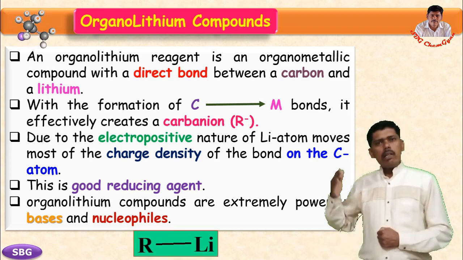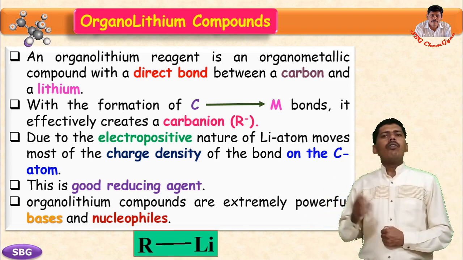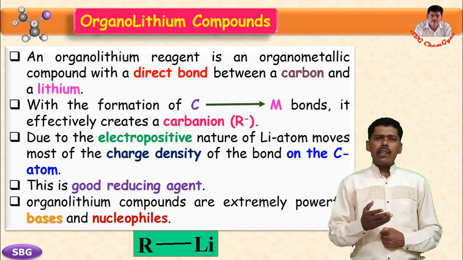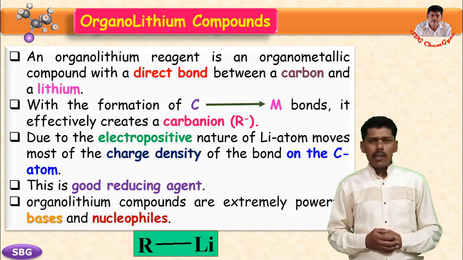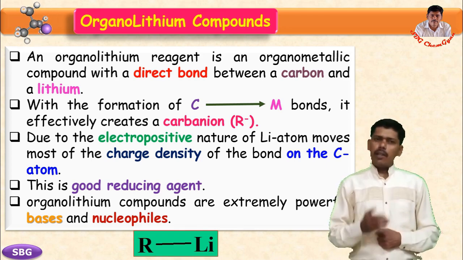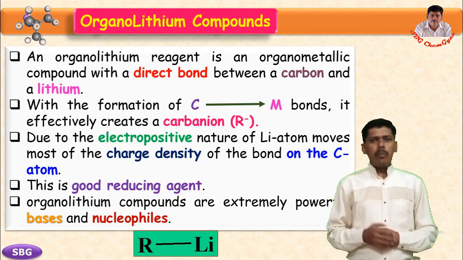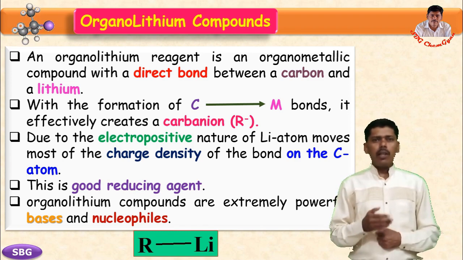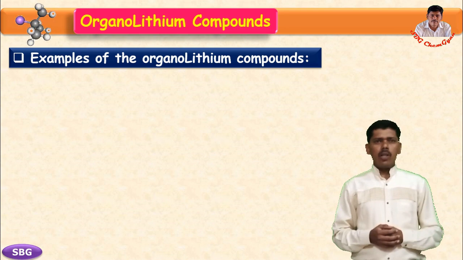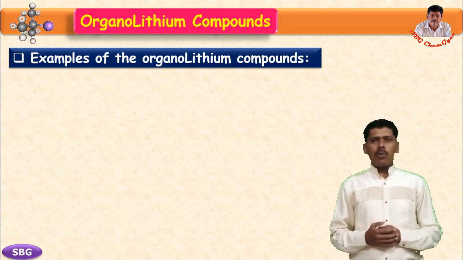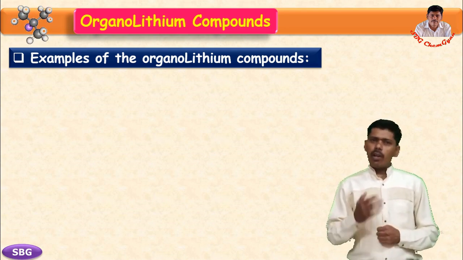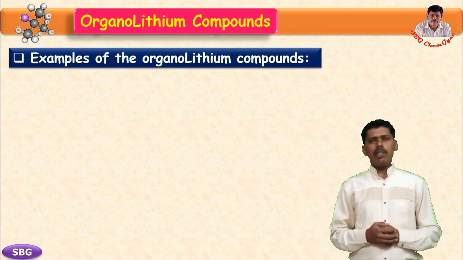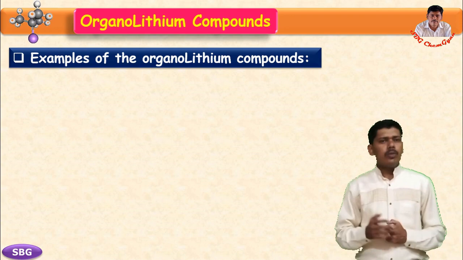Here we can see the general formula of an organolithium compound, that is RLi, where R is any substituted alkyl or aryl group and Li is lithium metal, which is directly attached to the substituted alkyl or aryl group. There is a wide range of compounds which are commercially used in organic synthesis. We can see a few examples of organolithium compounds here.